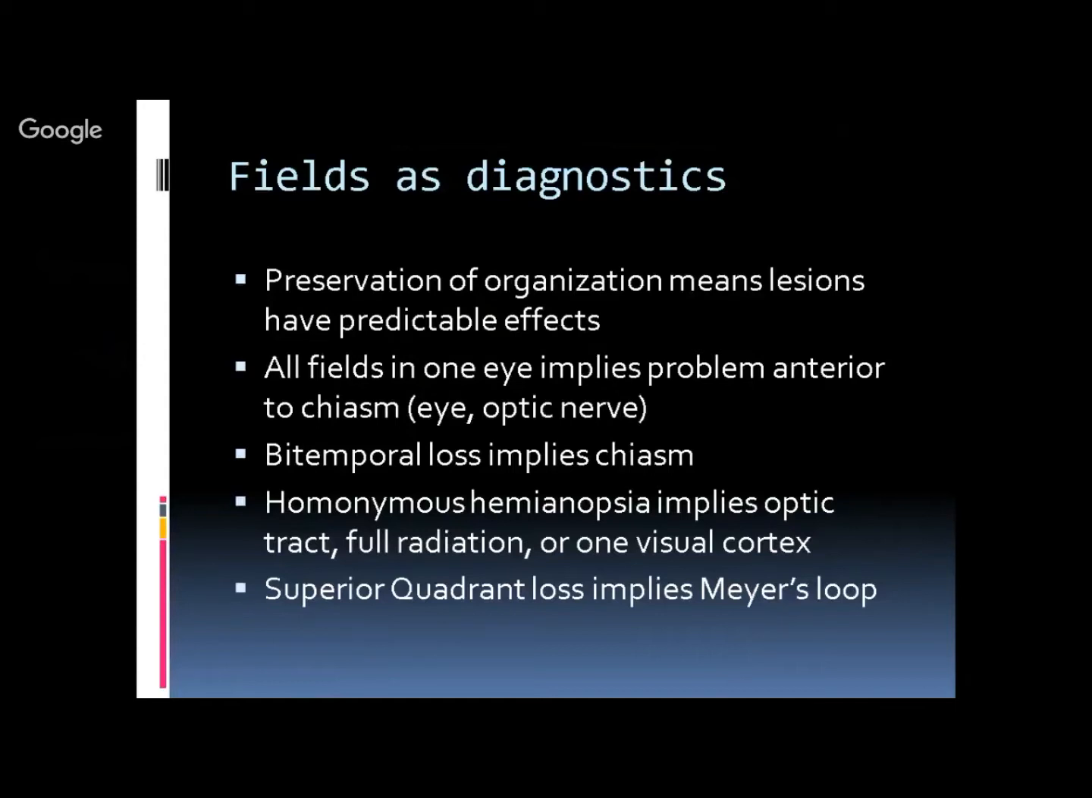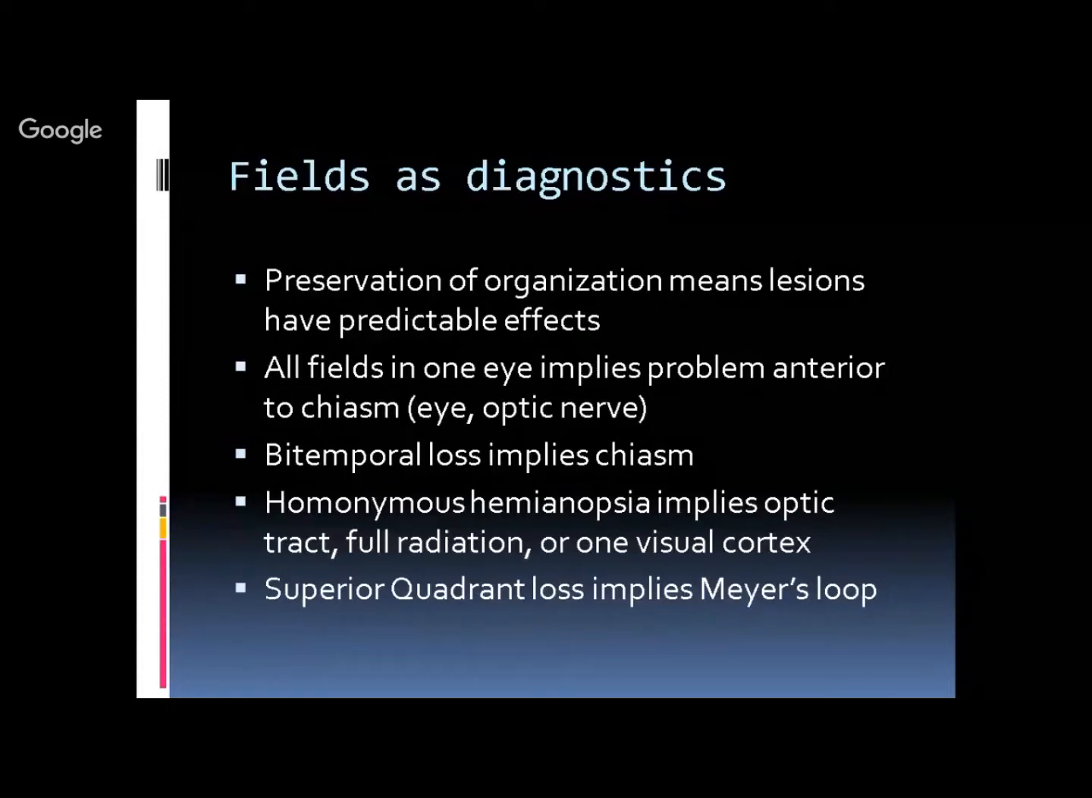Bitemporal loss, when you lose the lateral fields, means you have some pressure on the chiasm. The significance of this one is that the chiasm is very close to the pituitary gland, and so with pituitary macroadenomas, the larger ones, it's not uncommon to present with bilateral vision loss laterally. Homonymous hemianopsia implies optic tract, or full radiation over one visual cortex, so basically it's back in the brain. And then superior quadrant loss implies something affecting Meyer's loop.